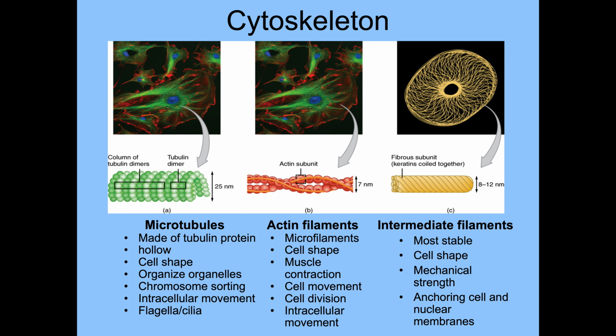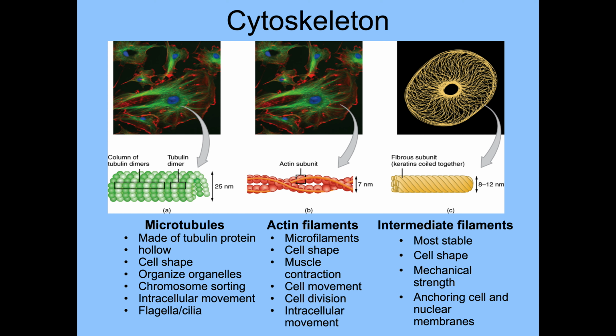The second type of cytoskeletal element that we have are the actin filaments, and these are sometimes also referred to as microfilaments. They too play a role in the shape of a cell. One of their major functions is muscle contraction. You may have heard of the actin-myosin interaction.